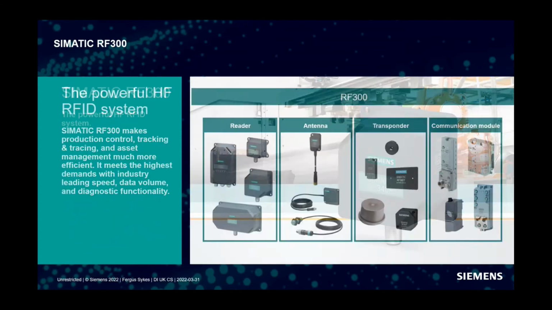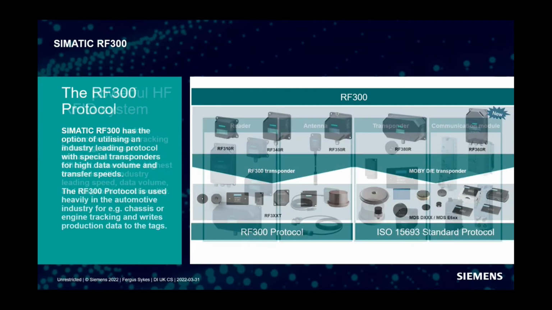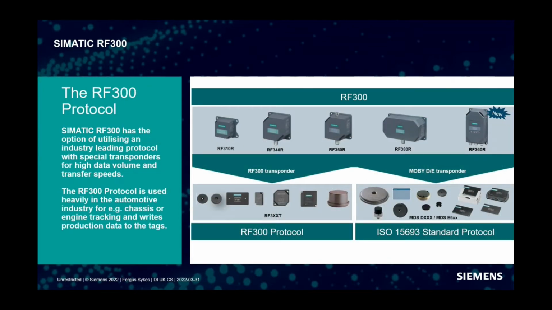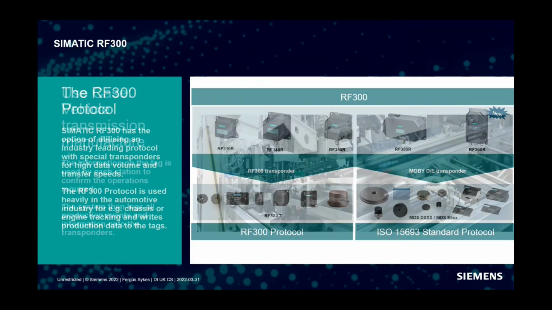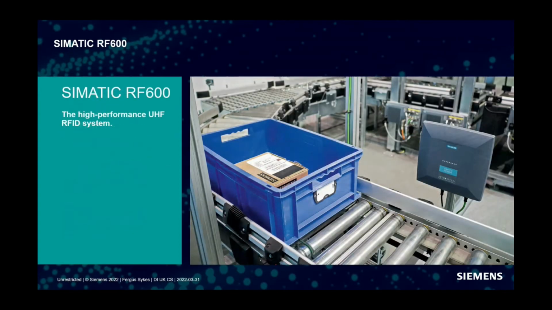Then we've got the RF300. Similar again: readers, antennas, transponders, communications modules. The one difference is that we've got this RF300 protocol, which is, like I say, class leading in terms of data volume and data transfer speed for certain applications. As an example here, we've got vehicle transmission manufacture in a car factory, underneath the roller conveyors, as you can see on the right there. Used a lot in the automotive industry, but all over the place, to be honest. It's a very popular range.